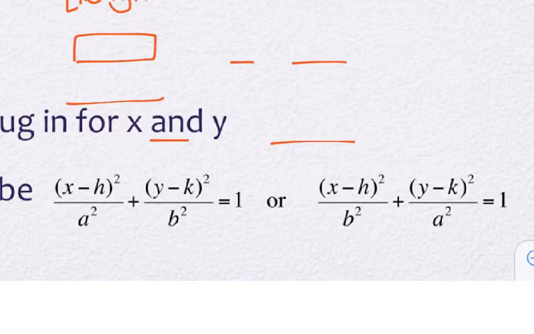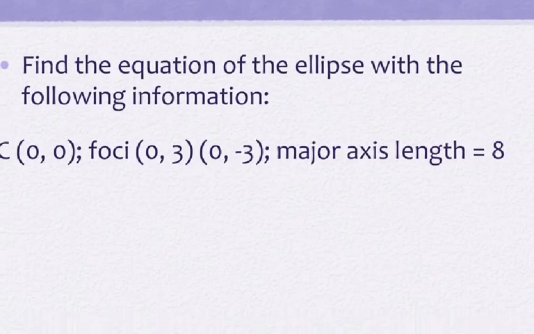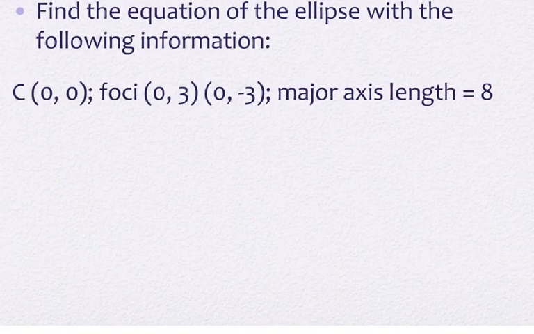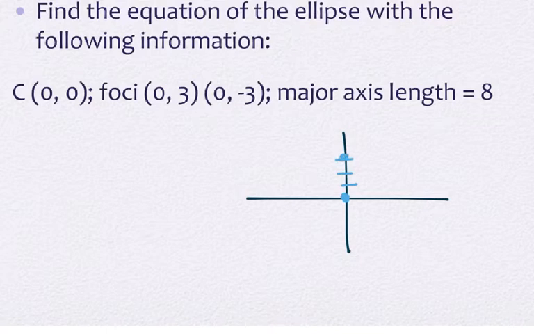Just like when you're writing the equation with the parabolas, these are all a little bit different. So you've got to, in my opinion, draw yourself a picture so you get a visual of it, and then go from there. So it says find the equation of an ellipse with the following information. It's giving you the center is 0, 0. The foci are 0, 3 and 0, negative 3, and the major axis length is 8. So let's start with the center, 0, 0, and the foci 0, 3 and 0, negative 3.